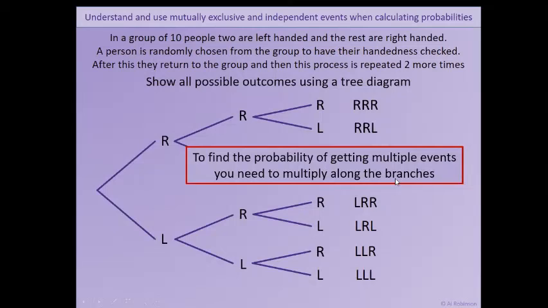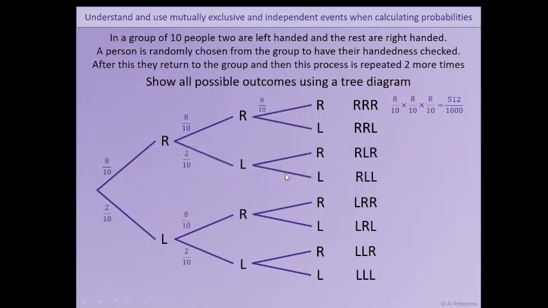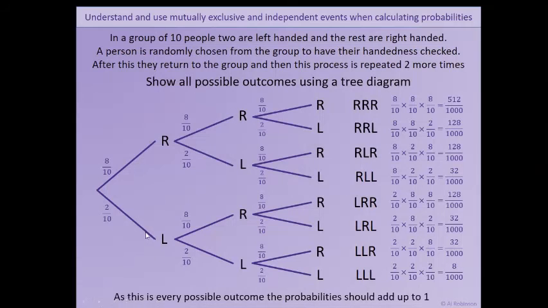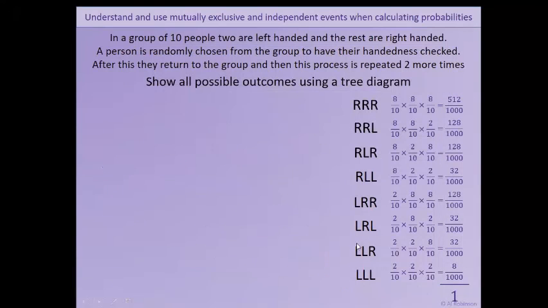You then need to multiply along the branches. You always multiply along the branches, okay? So you've got right-handed is 8 out of 10. We're told this in the question. They said in a group of 10, 2 are left-handed and the rest are right-handed, okay? And then we do the same if necessary for the rest, only if necessary, depending on what the question was. And remember, you are multiplying along the branches, okay? As this is every possible outcome, the probability should always add up to 1, which they do, okay?